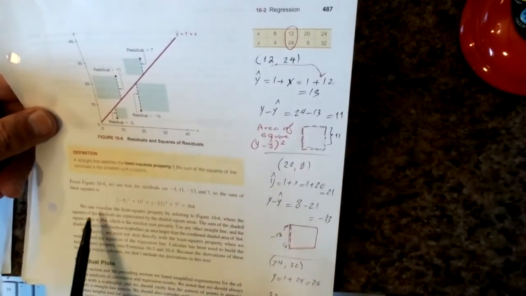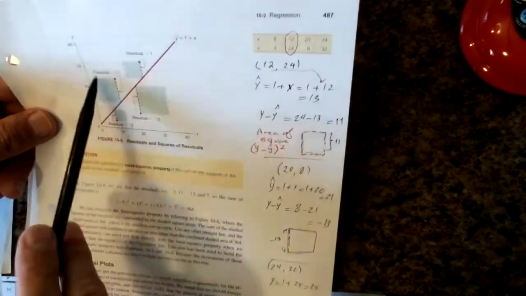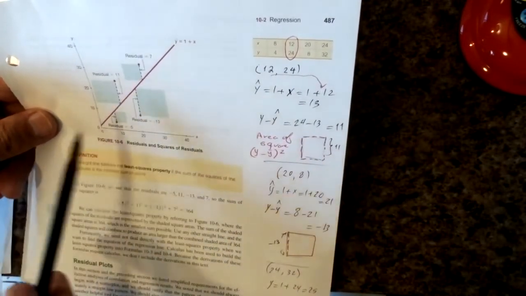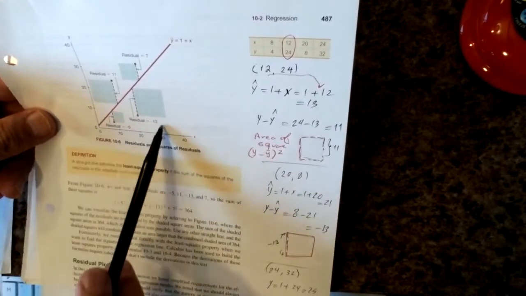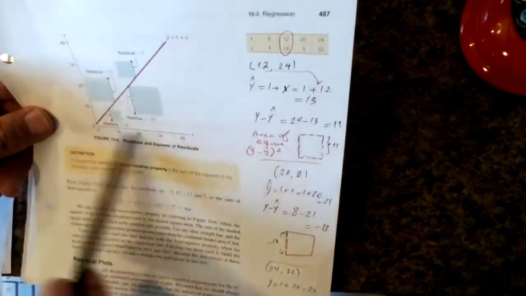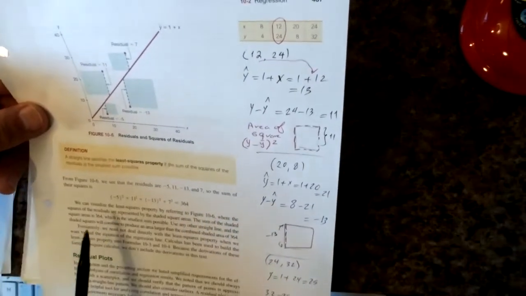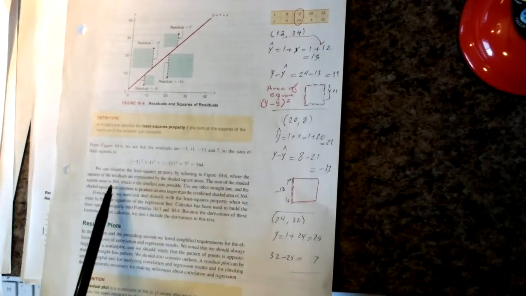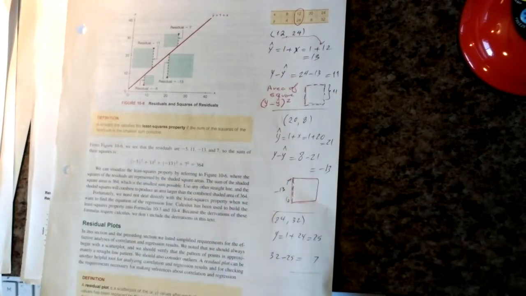And then you take all this, what's the area of the square? Like 11 times 11. What's the area of this square? 5 times 5, 13 by 13, right? You find the area of all of these and then add them together. So we can visualize the least squares property by referring to this figure, where the squares of the residuals are represented by the shaded square areas.